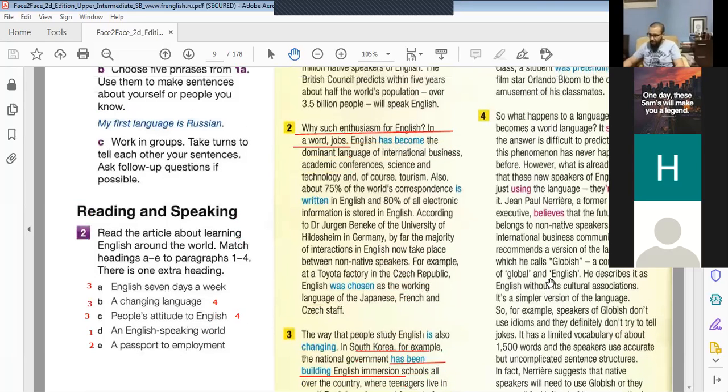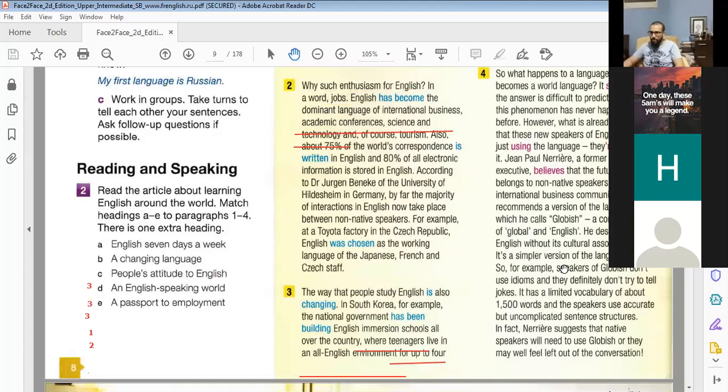Now number 4 is a changing language. The correct answer is a changing language. The reason is because here they've already talked about some of the things that have already happened. It says here, these new speakers aren't just using the language, they're changing it. So this sentence paraphrases the heading, a changing language, okay? So that's the reason.